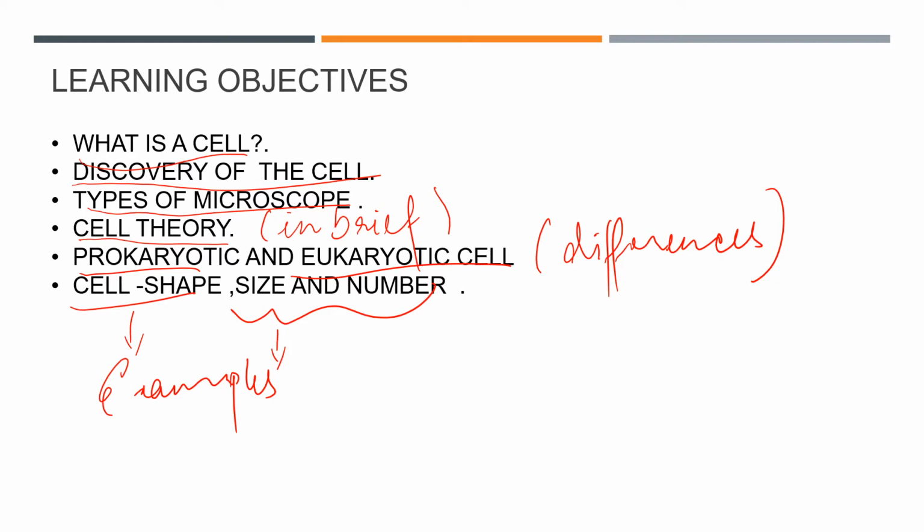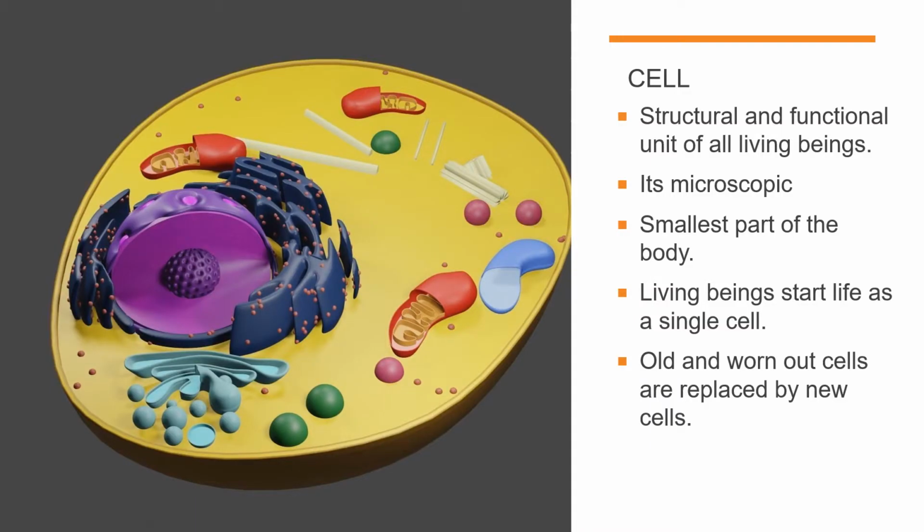Now let us move on to the next slide, where we are going to discuss what is a cell. Here in this slide we can see a typical cell. So what is a cell? We all know that it is a structural and functional unit of all living beings. If you follow my red pen, you can see that this is a cell. This cell has its organelles and it is microscopic. We can see a cell only under a microscope; it is not visible with our naked eyes.